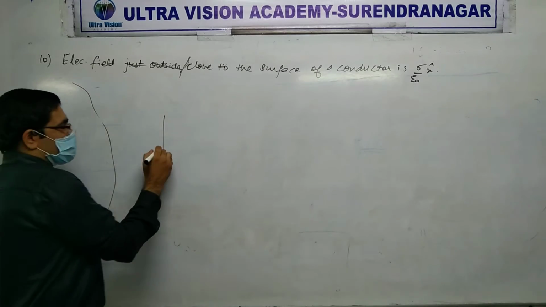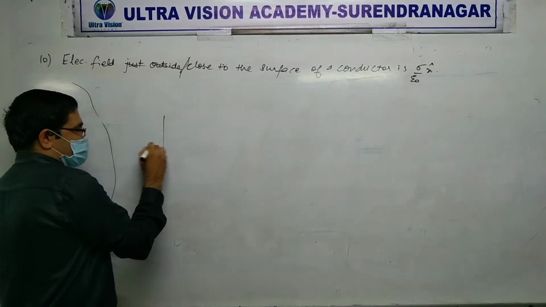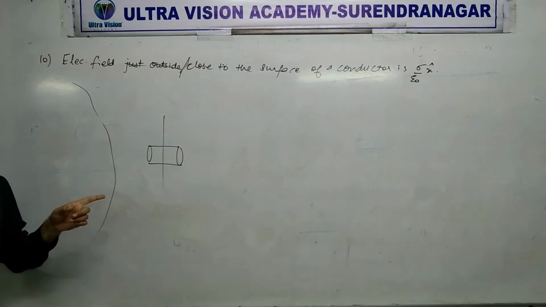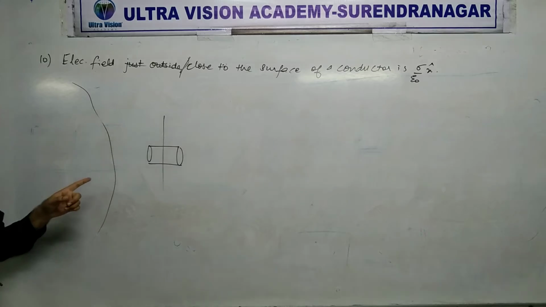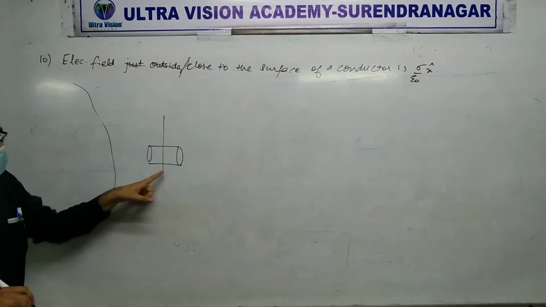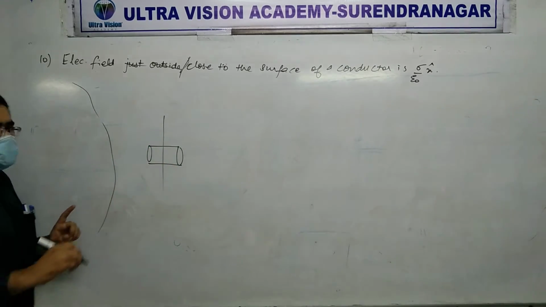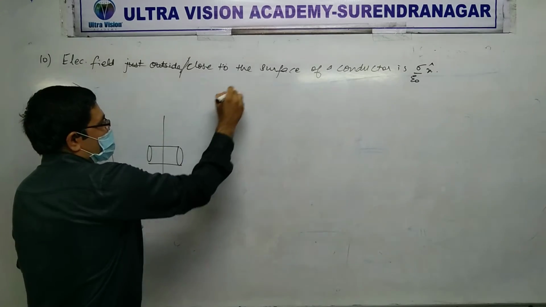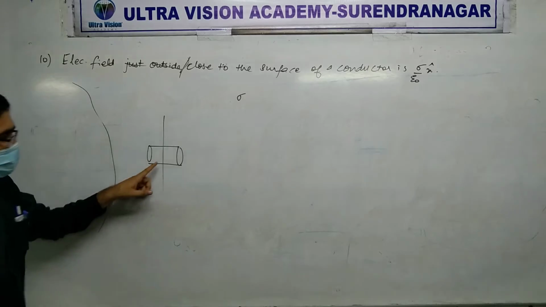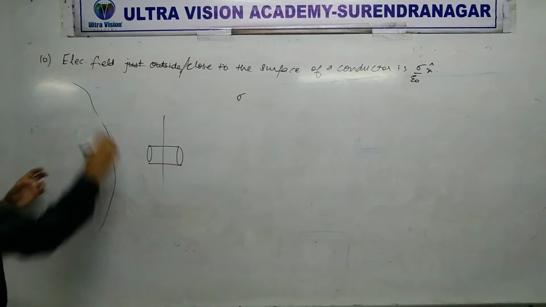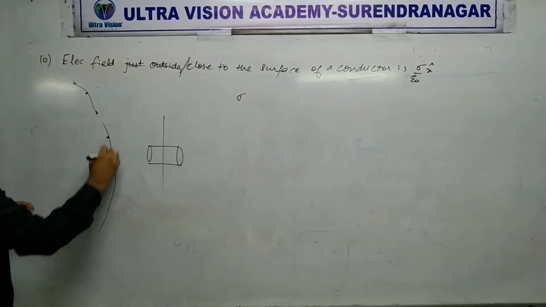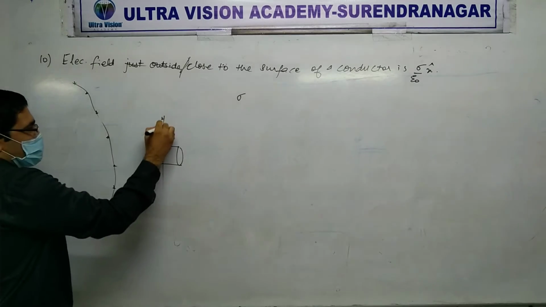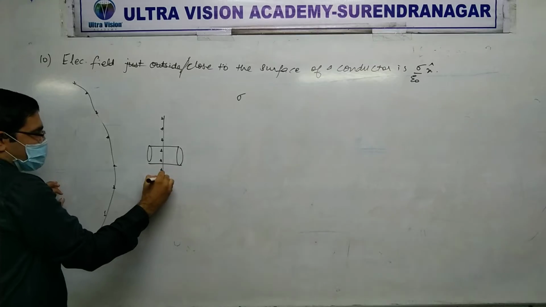So suppose here we take a cylindrical Gaussian surface like this. Let's say we take a cylindrical Gaussian surface, meaning we are going to use Gauss law for this. Now suppose the surface charge density is sigma over here. Obviously, we are assuming this is having some charge. So let's say this has a surface charge density.